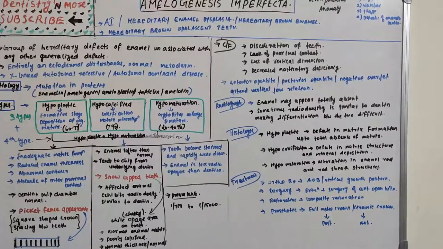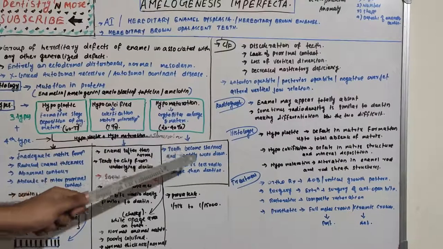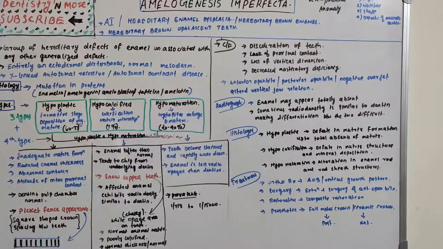Now we'll move on to the hypomaturity type. The teeth become stained and rapidly wear down because the maturation process is hampered, and they become easily stained and easily worn down because of thin enamel. So enamel is less radio opaque than dentin in hypomaturity type. I forgot to tell you about the prevalence of this condition. That is 1 in 700 to 1 in 15,000.